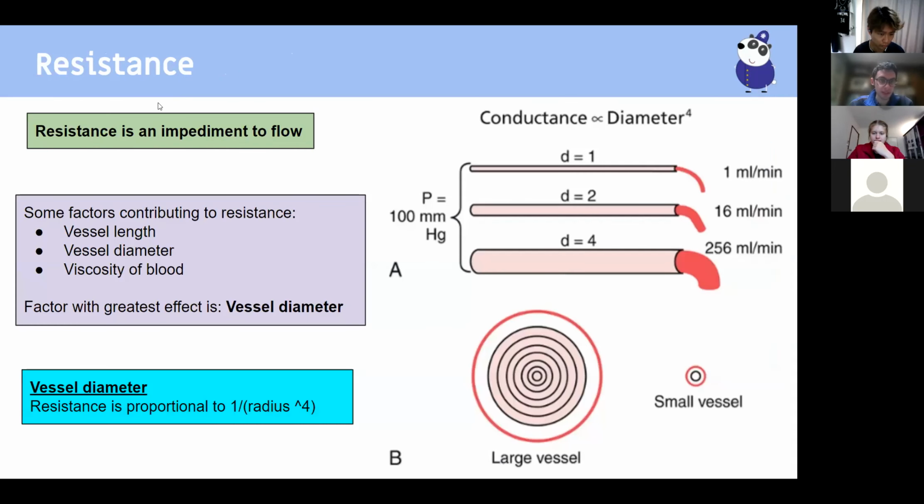Now we're going to talk about resistance, and resistance is just an impediment to flow. These are some factors that contribute to resistance. The vessel length.